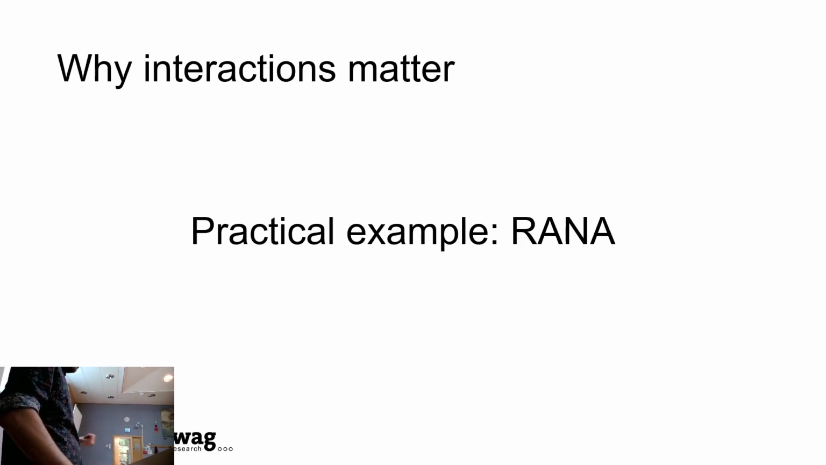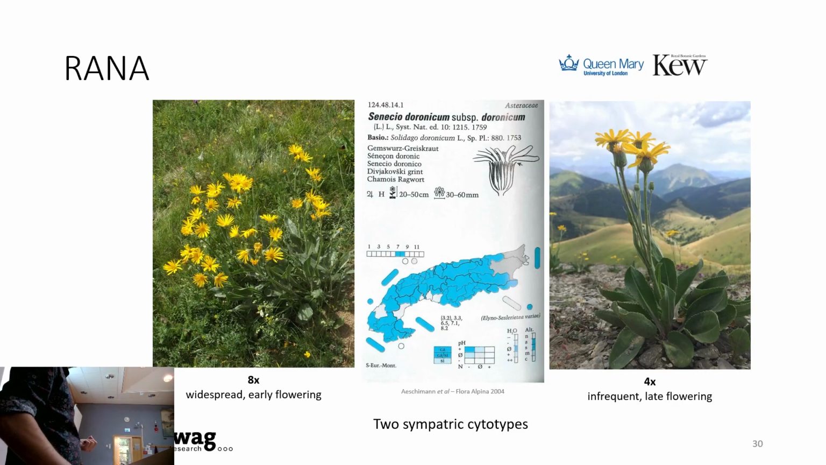Right. So this is a practical example of how you can use cameras to record interactions in the field. This comes from my PhD. So I studied the evolution of the Asteraceae family in the Alps, and this is a species that is very common, widespread in the Alps.